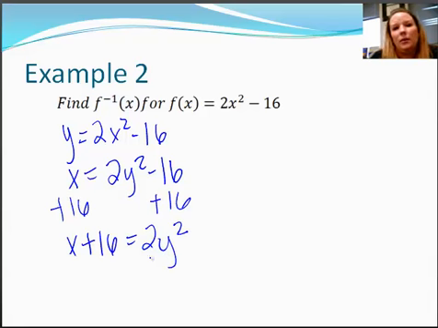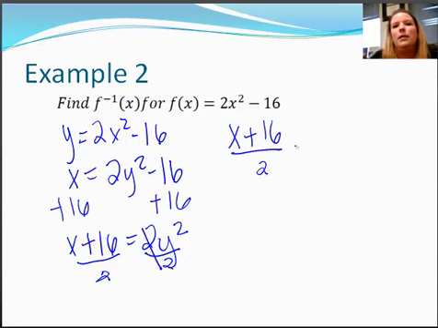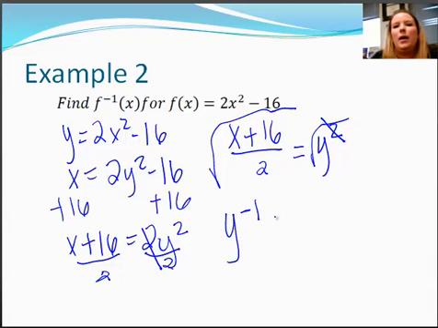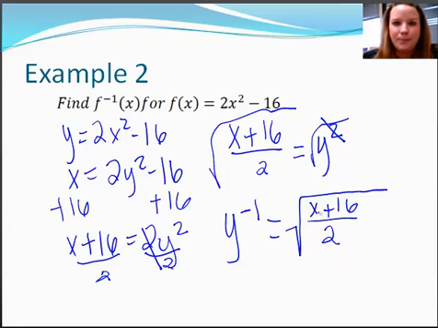Now at this point, I don't want to take the square root of that because 2 is not a perfect square. So I'm going to divide away the 2 first. Okay, that goes away. So x plus 16 divided by 2 is equal to y squared. At this point, I would take the square root, and I square root that whole entire thing. So this goes away, so I'm left with y, and this is my inverse, y is equal to the square root, it's a big square root, of x plus 16 divided by 2. So all of that goes underneath the radical sign.